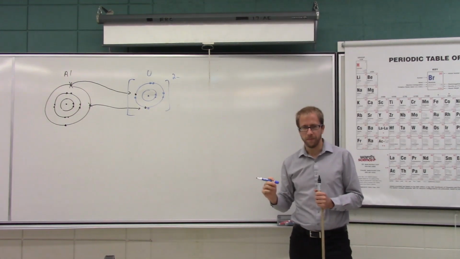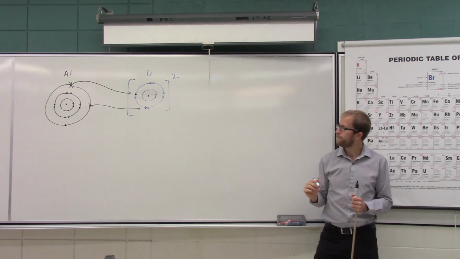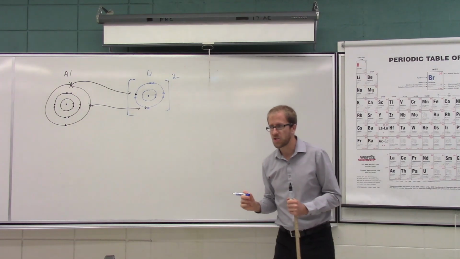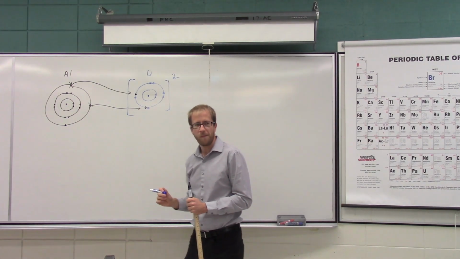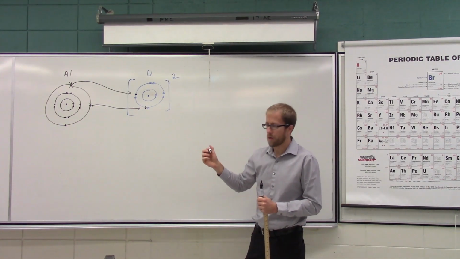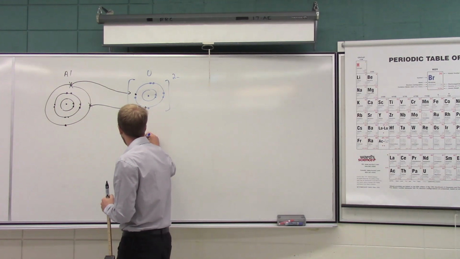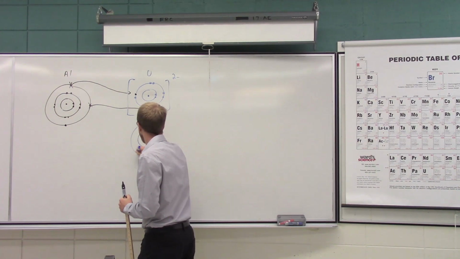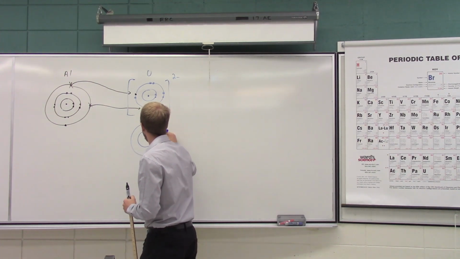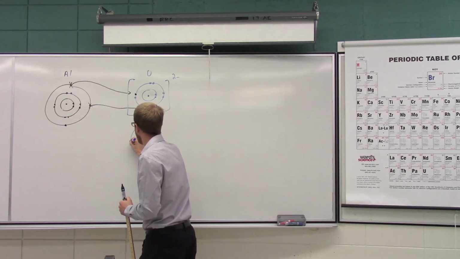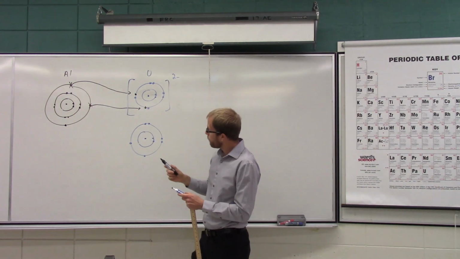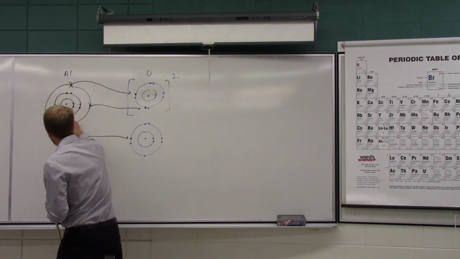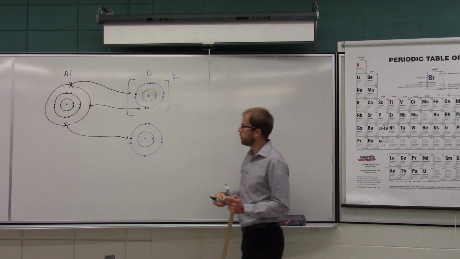Is our aluminum happy? No. Why not? It needs to lose 1 more electron. So what do we do? Add another oxygen. If I add another oxygen here, we can get rid of this electron on aluminum.